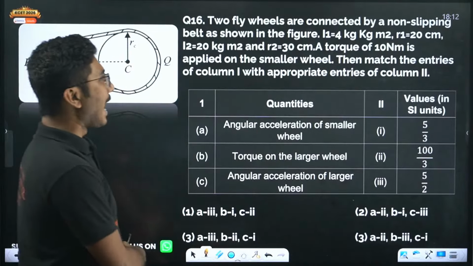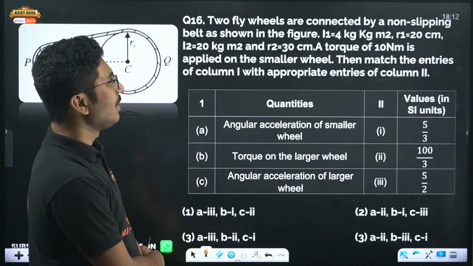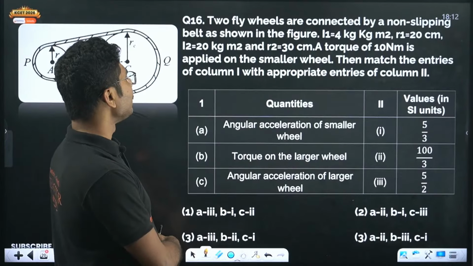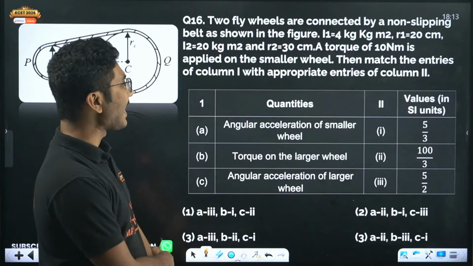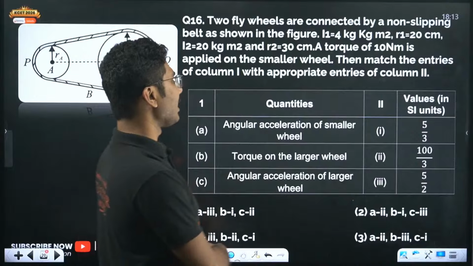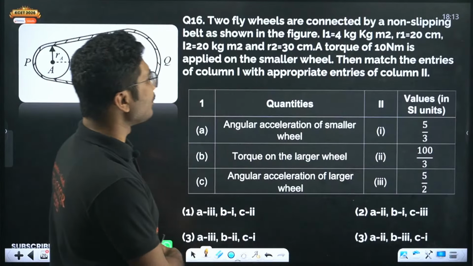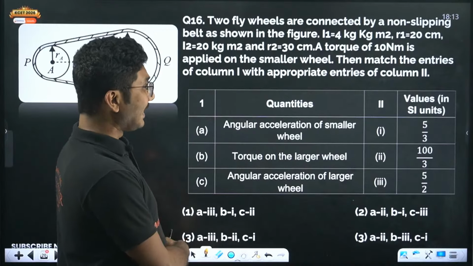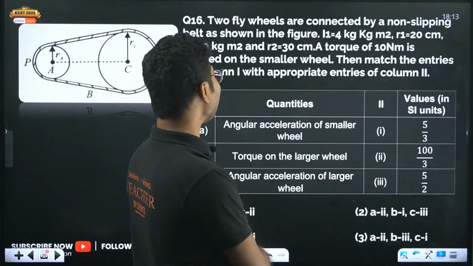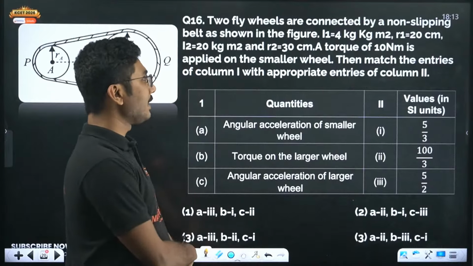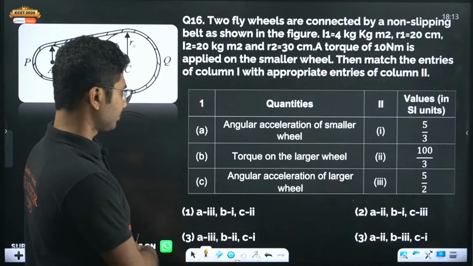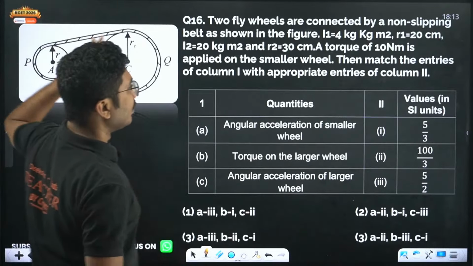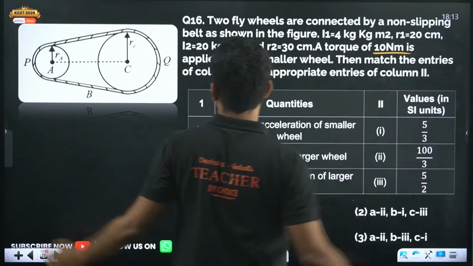Okay, I1 equals 4 kg meter square, R1 is equal to 20 centimeter, I2 is equal to 20 kg meter square, and R2 is equal to 30 centimeter. A torque of 10 Newton meter is applied on the smaller wheel. Then match the entries of column 1 with the appropriate entries of column 2. So we have applied a torque of 10 Newton meter on the smaller wheel.